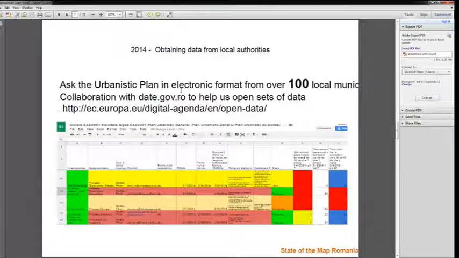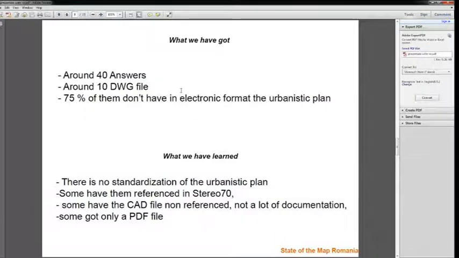Because we don't have such a big community, we tried more to collaborate with local authorities to open their sets of data, so we can import some of them into the map. Of 100 cities that we asked, we got around 14 answers and around 10 files in DWG format that we were able to convert into SHP and use to import in QGIS and then JOSM.